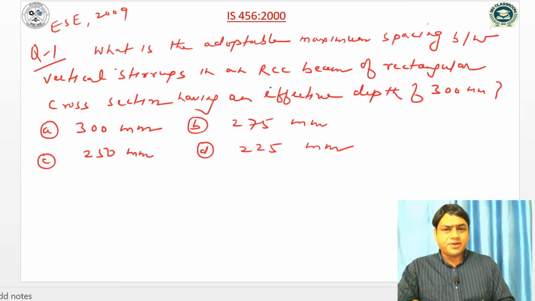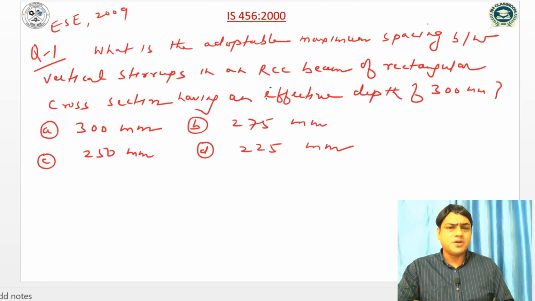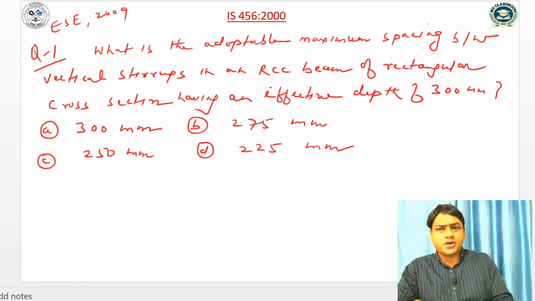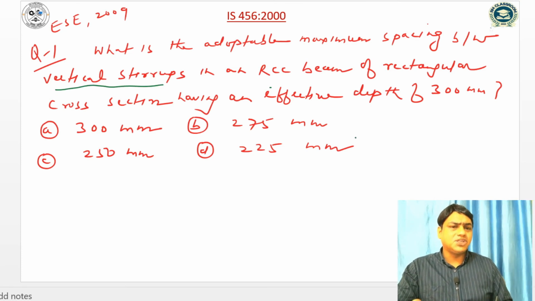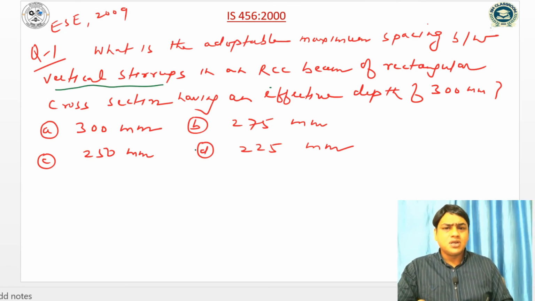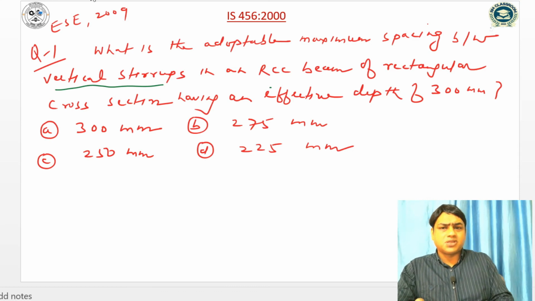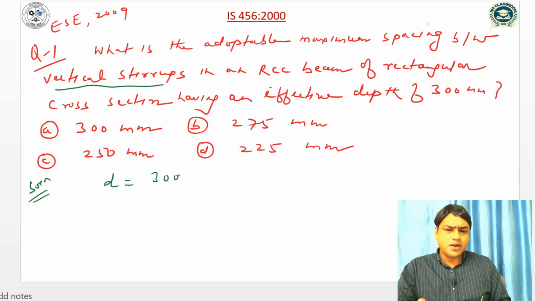Let us take one question. What is the adoptable maximum spacing between vertical stirrups? So here the vertical stirrup is there. So underline this, vertical or inclined. So vertical stirrup in an RCC beam of rectangular cross section having an effective depth of 300 mm. So effective depth is given as 300 mm.